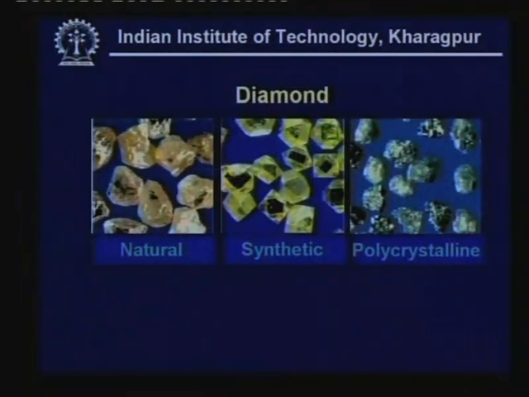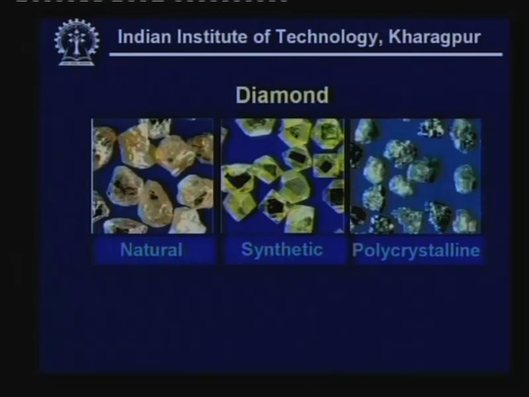Now, we go to the super abrasive grit. The first one is diamond. Diamond is one of the super abrasive grit. We can find the natural diamond. It is a mined product, natural product, which is crushed and then screened according to the need. You have different sizes of the diamond and it can be used.